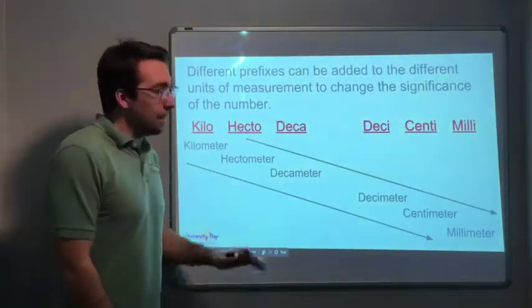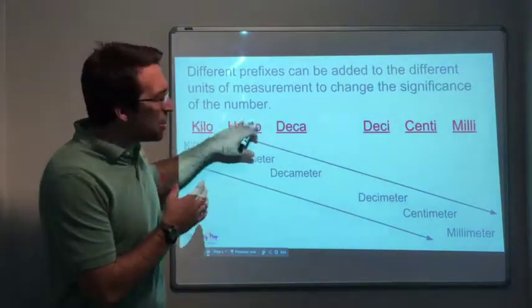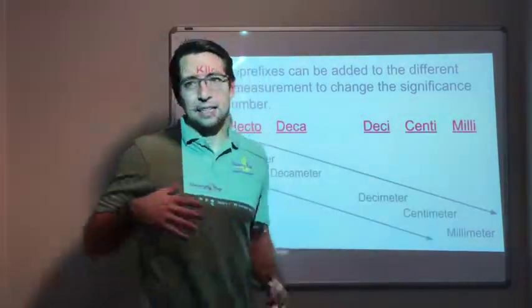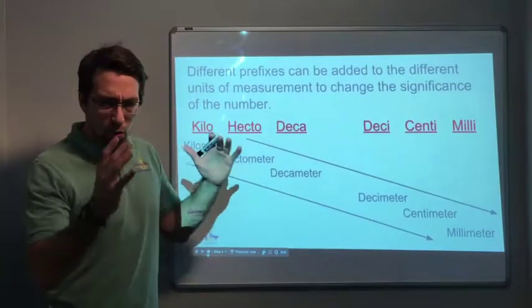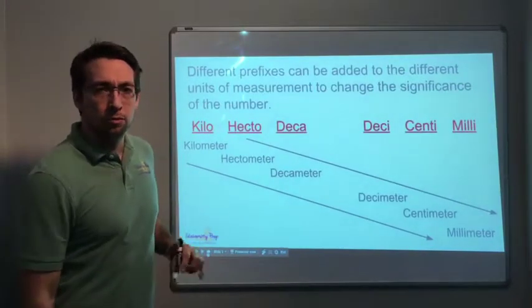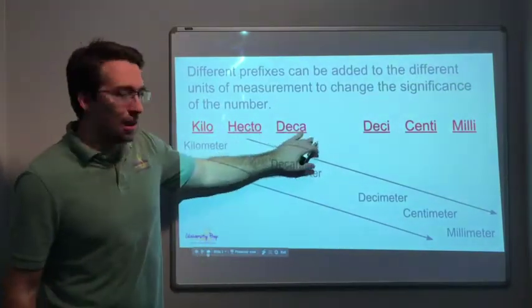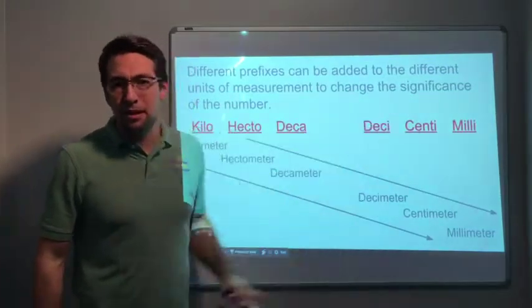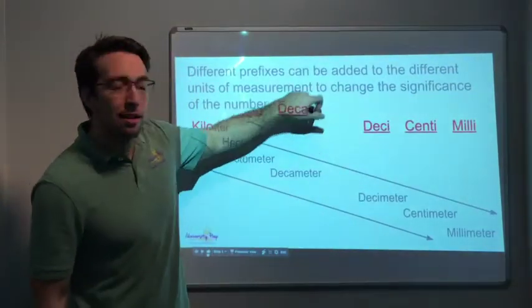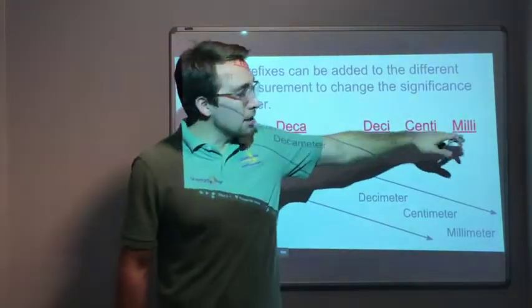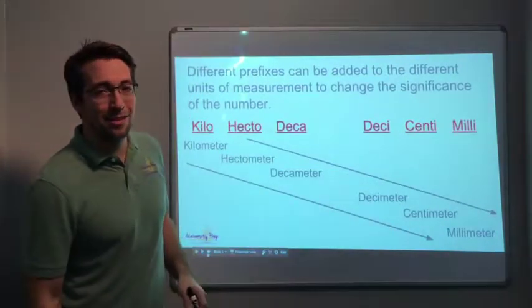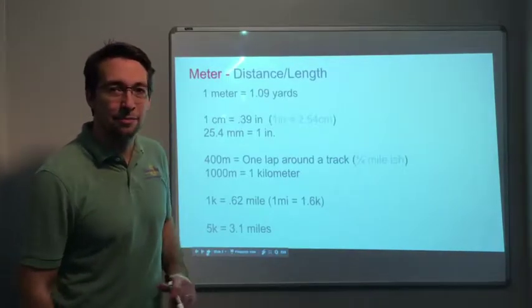So kilo is the biggest, and then you get down to milli, which is the smallest that we're going to be dealing with. So kilo, hecto, deca, deci, centi, milli. King Henry died unexpectedly drinking chocolate milk. You guys have all seen that, or we've talked about that in class.